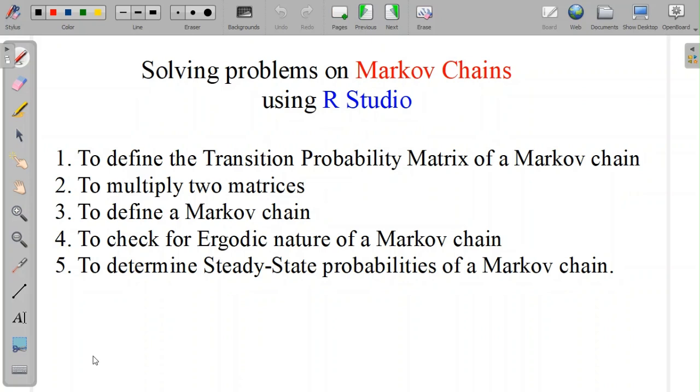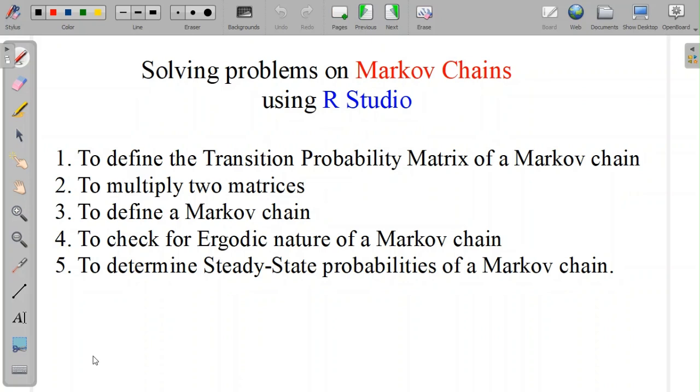In this video lesson, we'll look at how to solve a few problems on Markov Chains using the R programming software RStudio. To help us solve these problems, we'll look at five functions. The first one will be to define the TPM, the transition probability matrix of a Markov chain. The second function will show us how to multiply two matrices. The third one will be to define a Markov chain. The fourth one will be to find out whether a given Markov chain is ergodic by nature. The last one will be to determine the steady state probabilities of the Markov chain.